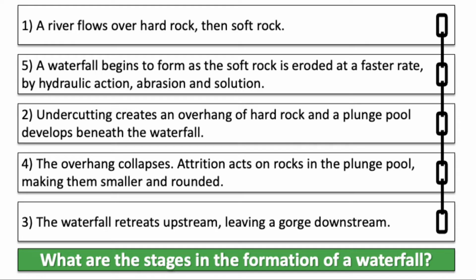A waterfall begins to form as the soft rock is eroded at a faster rate by hydraulic action, abrasion, and solution. Undercutting creates an overhang of hard rock, and a plunge pool develops beneath the waterfall. The overhang collapses, attrition acts on rocks in the plunge pool, making them smaller and rounded, and the waterfall retreats upstream, leaving a gorge downstream.